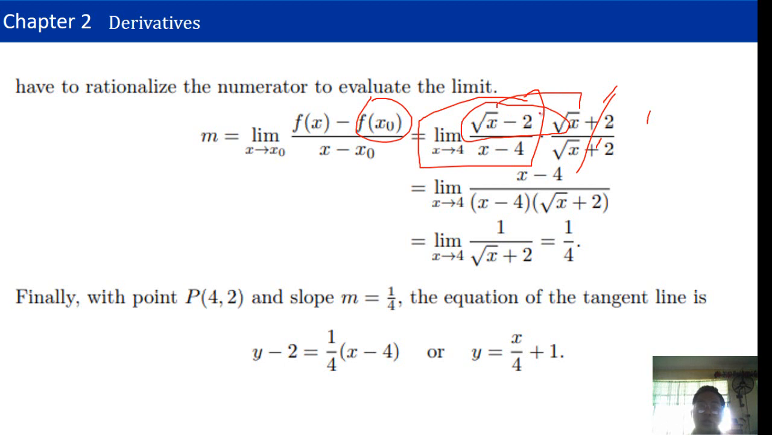So ito na lang, i-multiply natin. You've got square root of x squared minus 4 or x minus 4. Ito yung ating numerator. Dito naman sa baba, just copy and multiply. So we can cancel the x minus 4. And therefore, maiwan ay square root of x plus 2. So as x goes to 4, you've got square root of x, which is square root of 4, 2 plus 2, that is 1 over 4. So finally, the point is, we have the slope of 1/4.